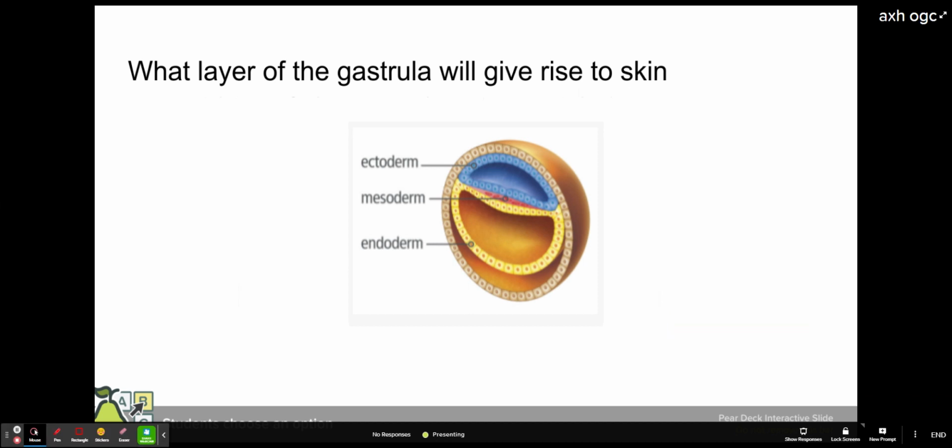All right, what layer of the gastrula will give rise to the skin? So here you can see that round formation, that ball of cells. This is already starting to become a gastrula.